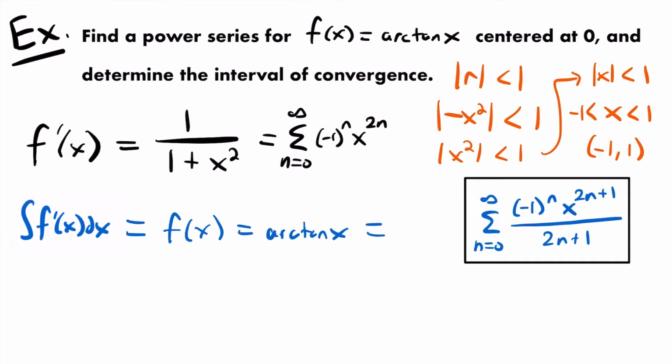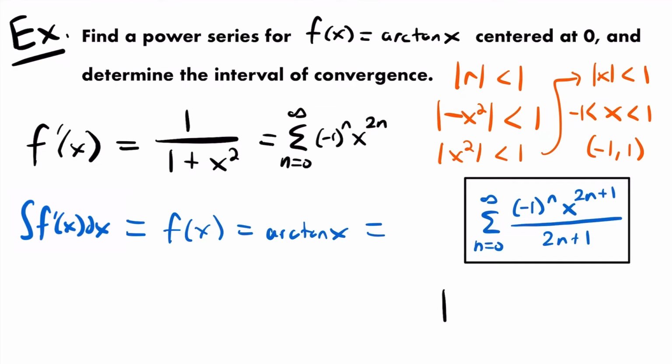Negative 1 or 1 may also be included in the values that make this power series convergent. One more thing to note here is that the radius of convergence would be 1. At this step right here, we could determine that. We have the absolute value of x is less than 1.